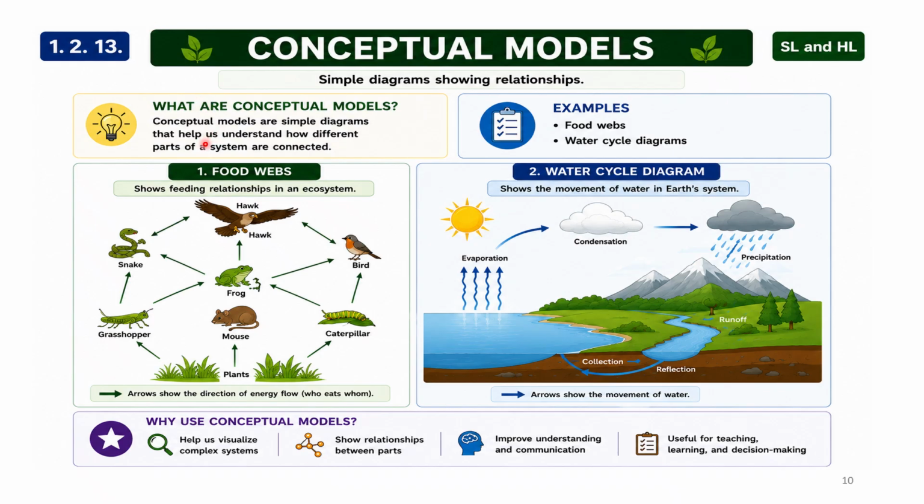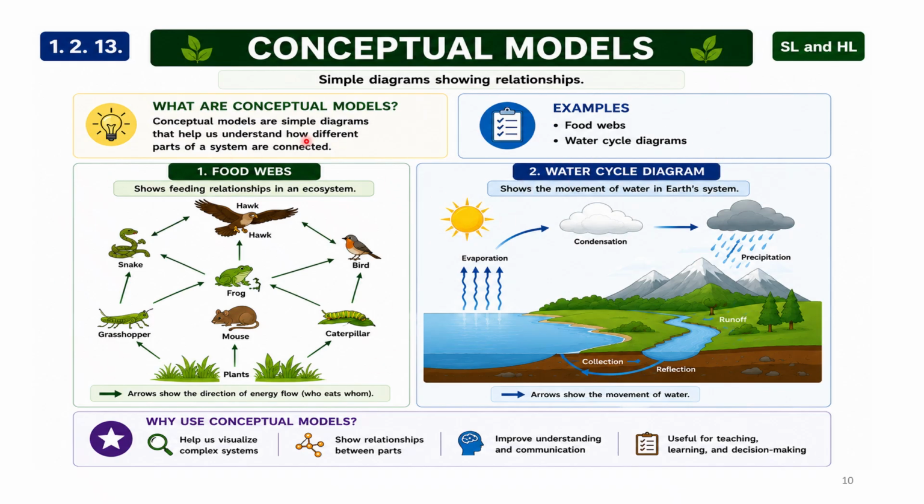Conceptual models are simple diagrams used to show relationships and connections within environmental systems. Conceptual models help us understand how different parts of a system interact without focusing on numerical calculations. A conceptual model simplifies reality by highlighting key components and their relationships. Common examples include food webs and water cycle diagrams.